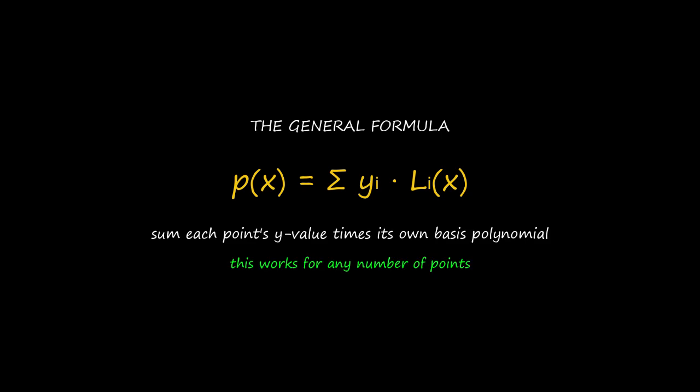The general formula. This generalizes to any number of points. Just sum each point's y value times its own basis polynomial. P of x equals the sum over i of y sub i times L sub i of x. This works no matter how many points you have.